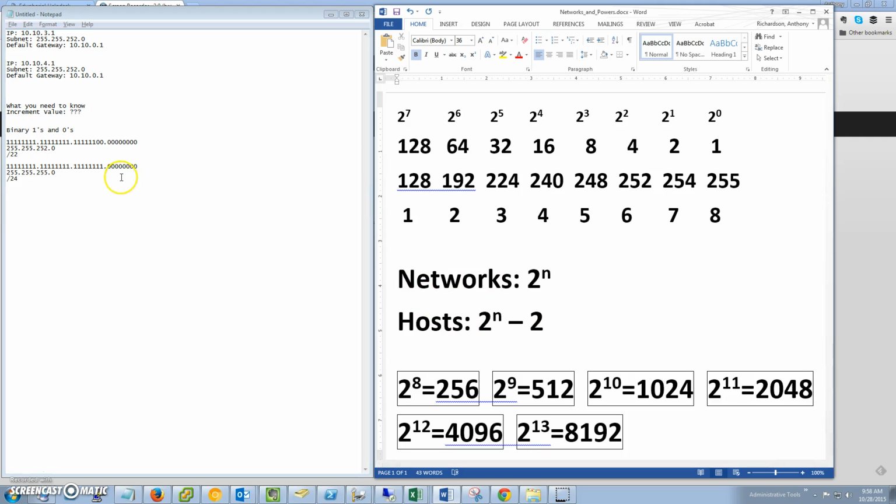So going back to our example, we're going to talk about this increment value. So 252. If you notice, the first octet is 255, the second octet is 255, the third octet is 252, and the final octet is 0. Well, you have to look to where all of your network bits end. Wherever those network bits end, that's going to give you your increment value. So in other words, you see here that it turns to 0s at this point, and it goes on and finishes out the subnet mask.